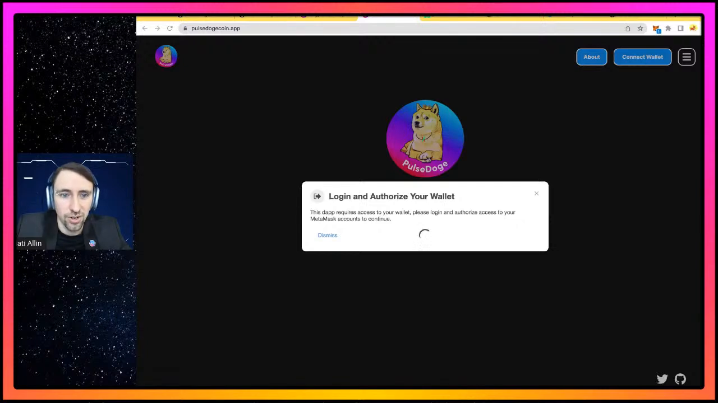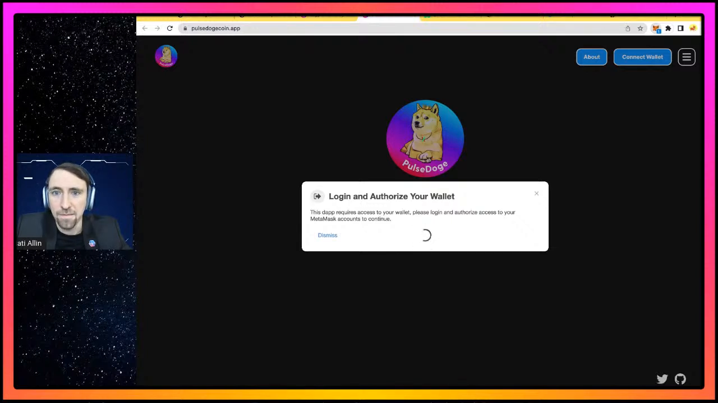It says log in and authorize your wallet. This app requires access to your wallet. Please log in. So I was already logged in to MetaMask, and MetaMask is telling me in the pop-up, I'm not sure if you can see my pop-up. You can't. From MetaMask, the pop-up is saying connect with MetaMask.